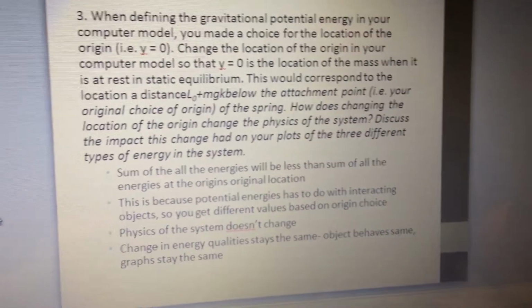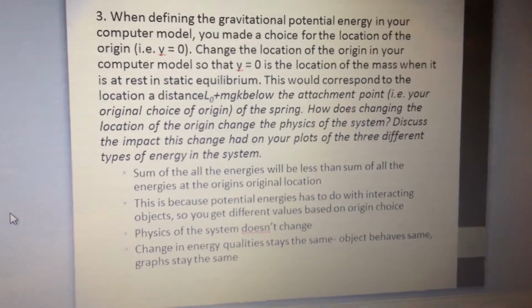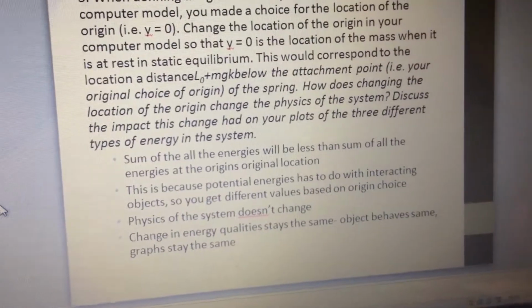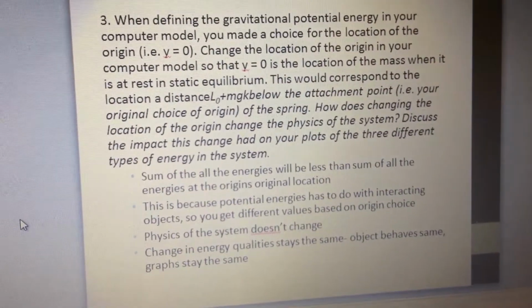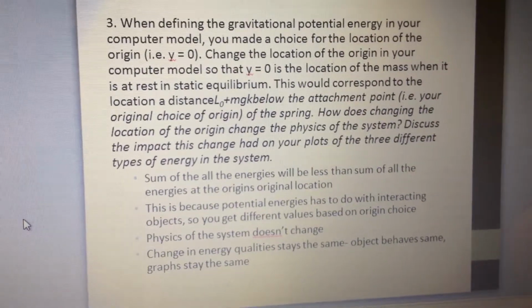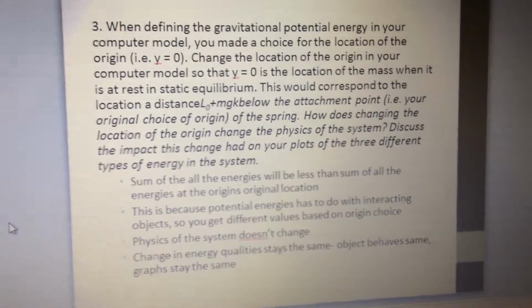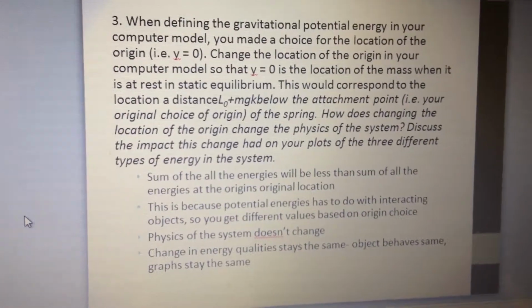And this is because potential energy has to do with interacting objects. So you get different values based on the origin choice because it changes based on distance. But the physics of the system doesn't change because the changes in energy are all going to be the same. Therefore, the change in energy stays the same and the object behaves the same, and all my graphs will behave the same.